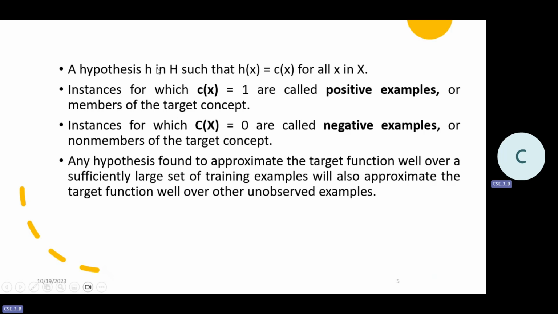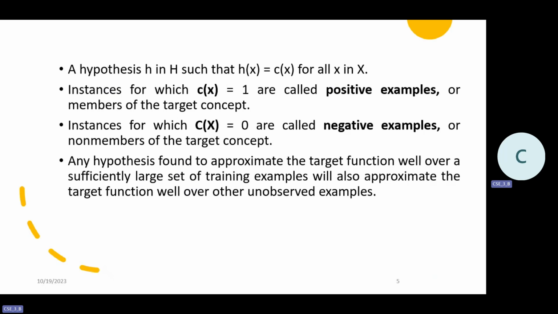So next we have to observe what we are actually about to understand here. The hypothesis in the hypothesis set is such that h of x is equal to c of x for all x in X. So we are going to find a hypothesis which best fits all the training examples in the given instances. Training examples are nothing but the examples given in the instance set. We can observe here the instances for which c of x is equal to 1 are called positive examples, the members of the target concept. Instances for which c of x is equal to 0 are called negative examples, non-members of the target concept.